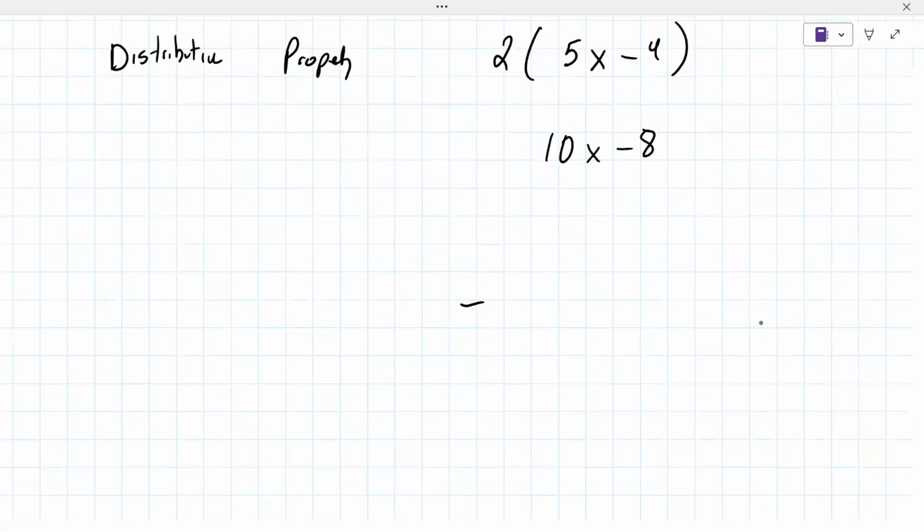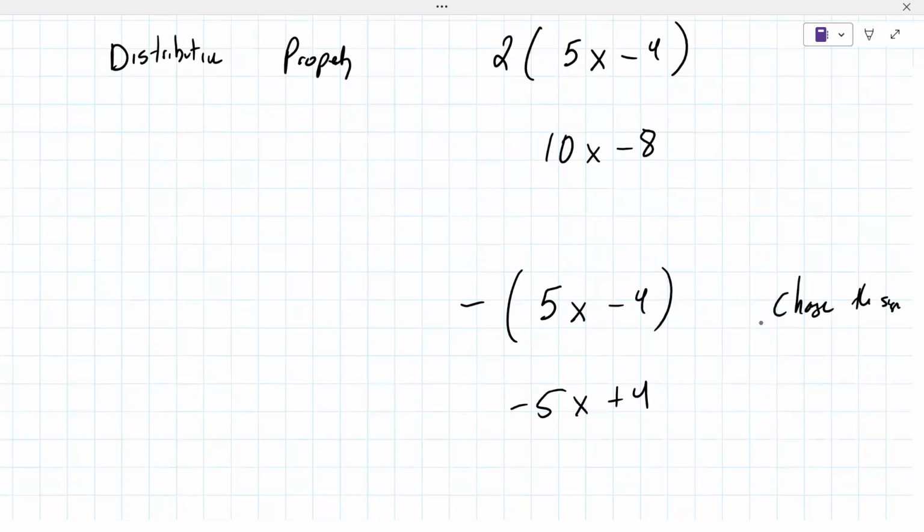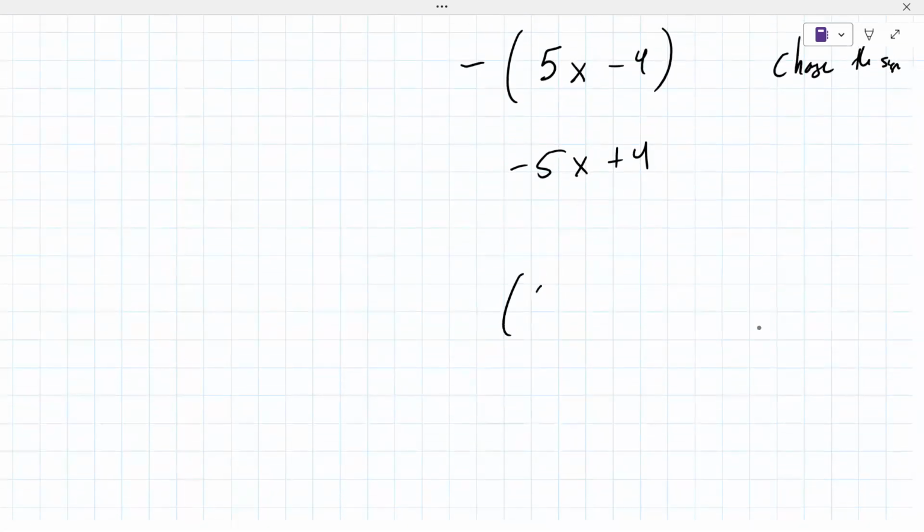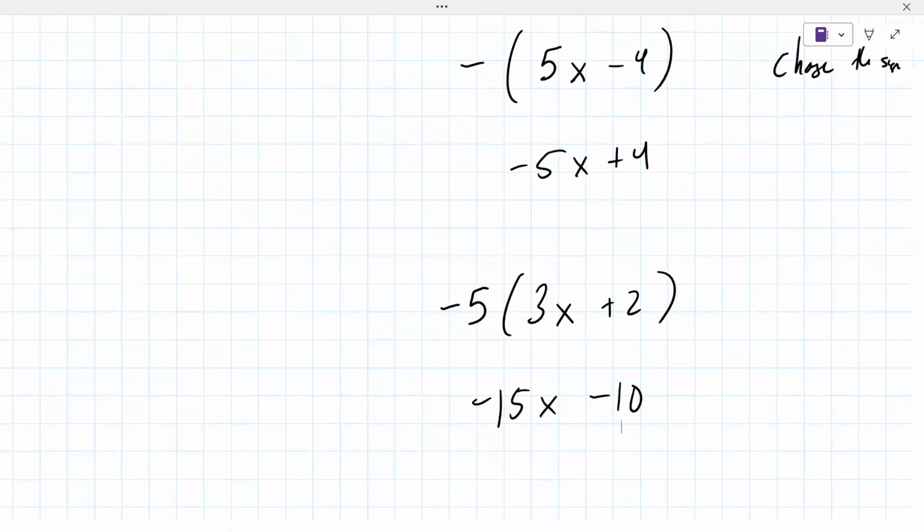What if you have a negative on the outside? Do you remember what that does? It multiplies everything by -1. Yeah, I like saying change the signs, but yes, it's the same thing. -5x plus 4. What if you have like 3x plus 2 and it's -5 on the outside? What does that do? Multiply everything by -5. Right, so negative 15x minus 10. Good. Okay, so how does that impact problems we're doing?